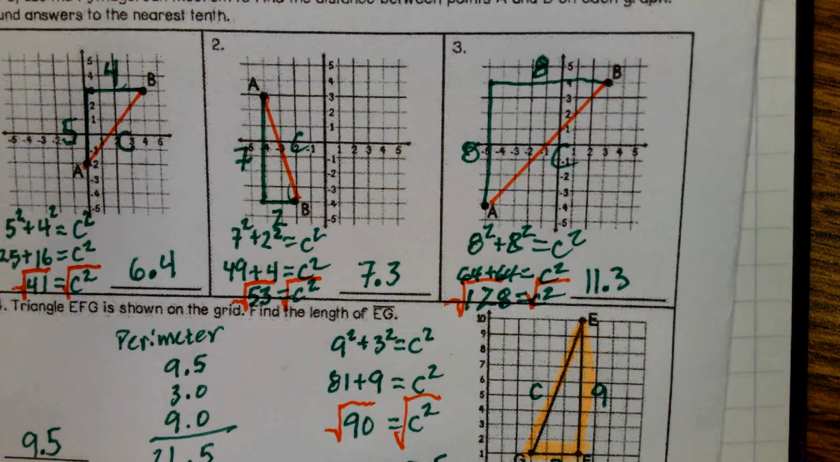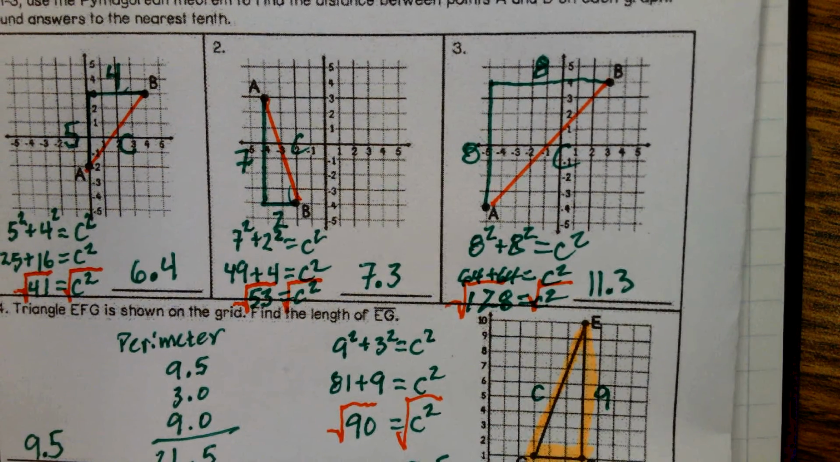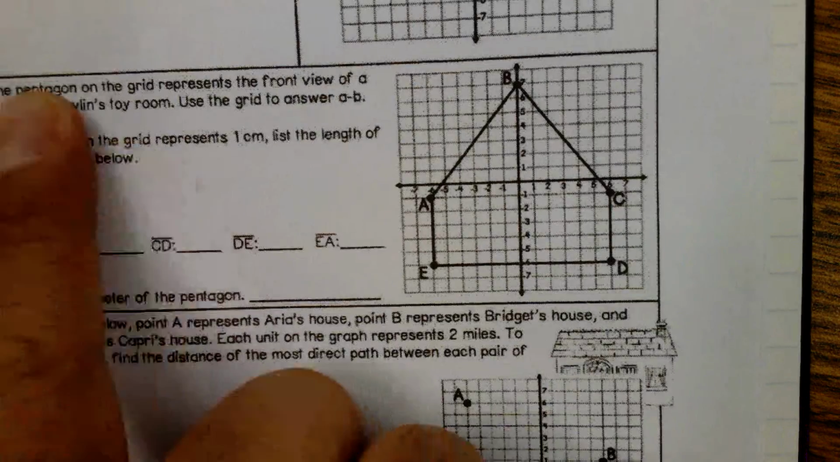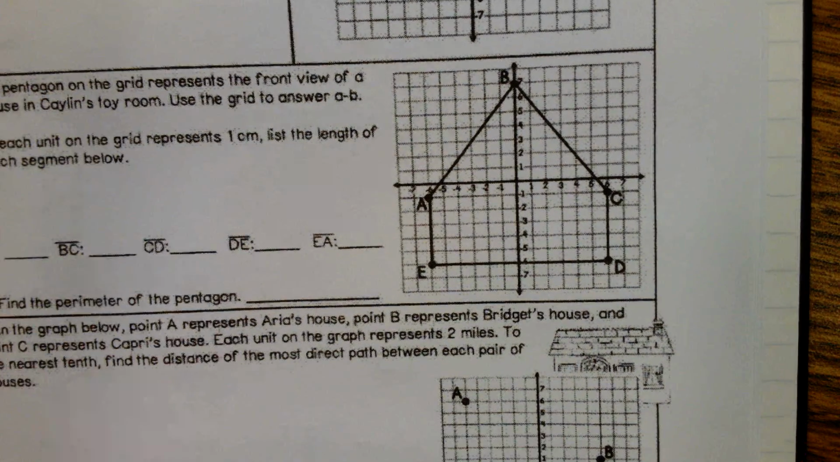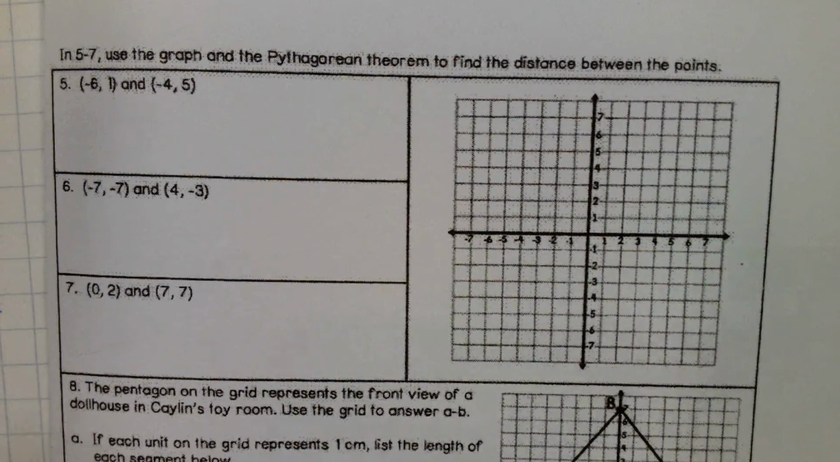Okay. So now let's go ahead and figure out the last thing we're going to do. We're going to save 8 and 9 for tomorrow. And we'll just do these.